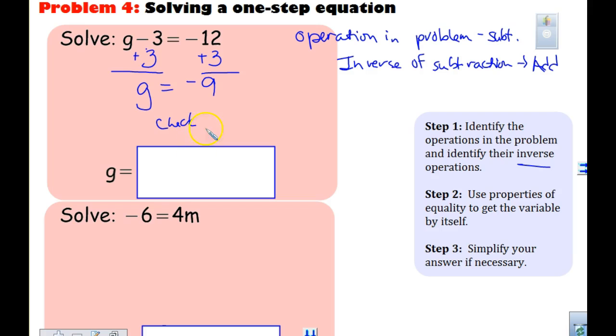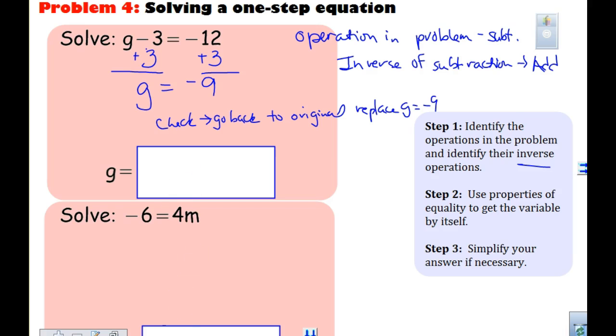To check, you need to go back to the original, okay? So please write this down, so that if I ask you again, you're not saying you don't get it. To check it, go back to the original, and you're going to replace the letter. In this case, we're going to replace the G with negative 9.